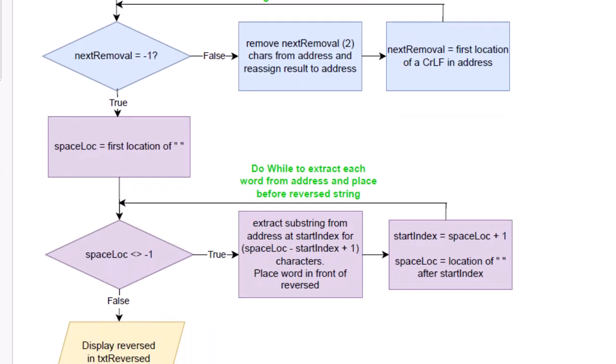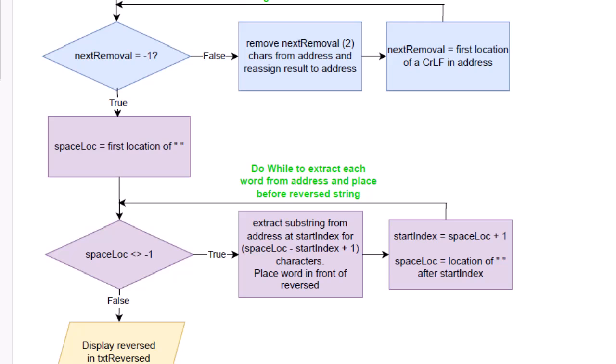Having gone through those 3 loops, and then using another loop, I'm going to find the location of the first space, and as long as that is not a -1, we're going to extract the substring from the address of startIndex, which we set as 0 up at the top.